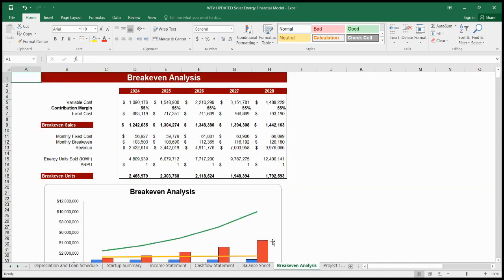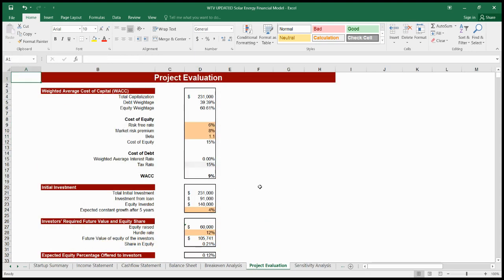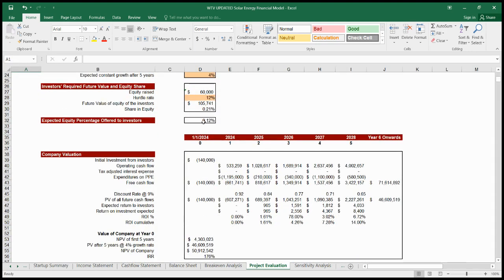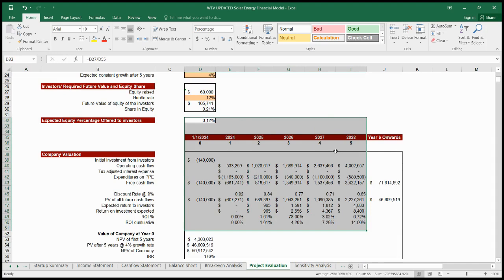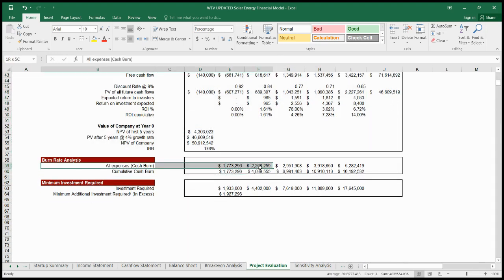After the balance sheet, we have break-even analysis, as you can see here. After break-even analysis, we have project valuation using the NPV method. Here is the project valuation describing each and everything, and here we have our burn rate and minimum investment required.